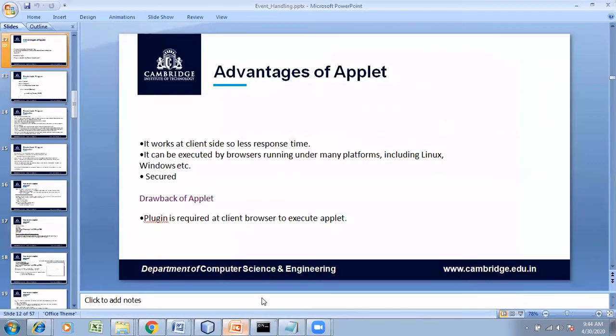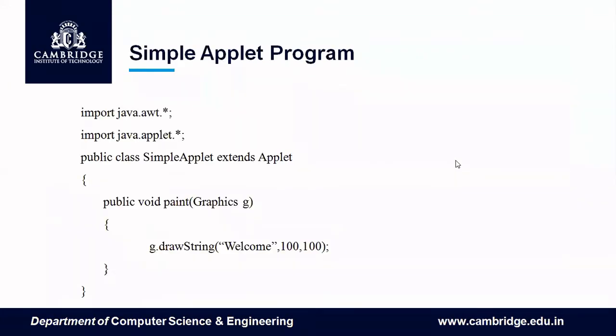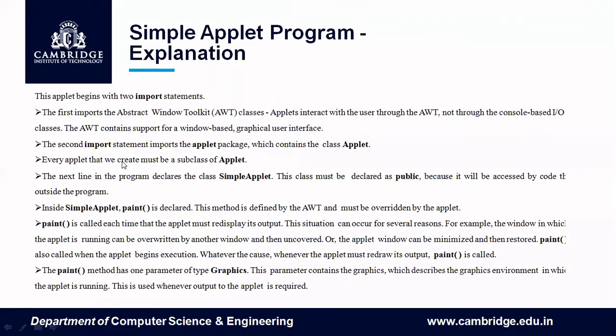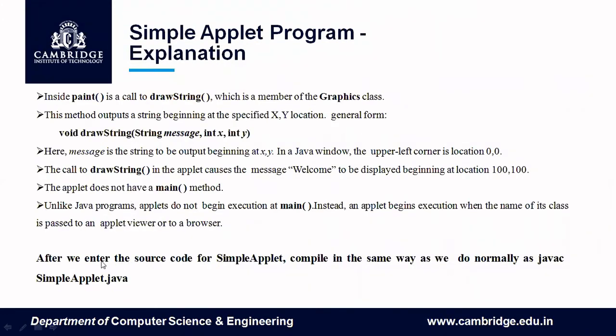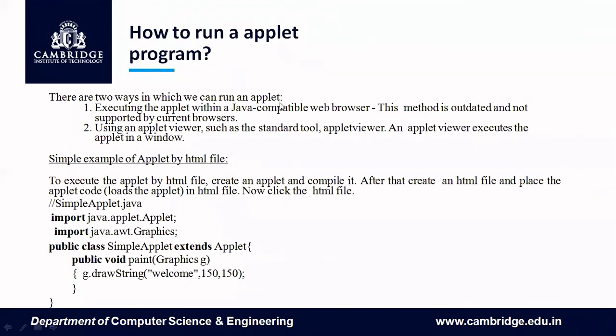I'll go back to our slides. So this is your simple applet program. I have not shown you this, I'll show this also. So after we enter the source code for the simple applet, compile it in the same way as we normally do. There are two ways in which you can run the applet. Execute the applet within a Java compatible web browser. You have to write an HTML file for this. Otherwise, use applet viewer as a standard tool.